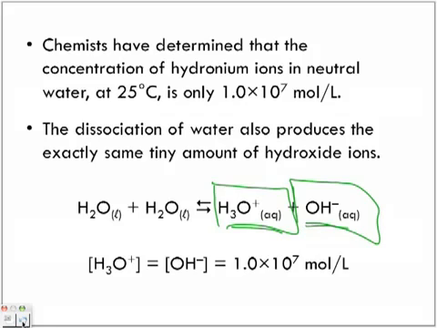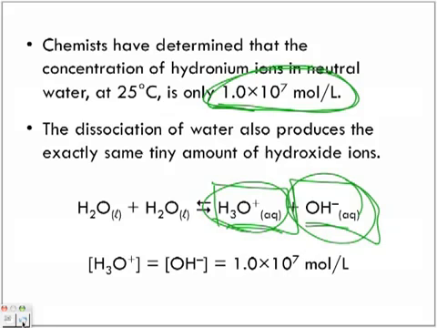So if we have this concentration of the hydronium ion, we also will have this same concentration of the hydroxide ion. One thing you're going to notice now with acids and bases is we're going to be using these square brackets. The way we read this is the concentration of hydronium ion is equal to the concentration of the hydroxide ion, which is equal to 1.0 times 10 to the power of negative 7 moles per liter.